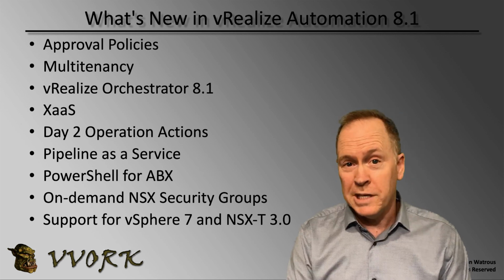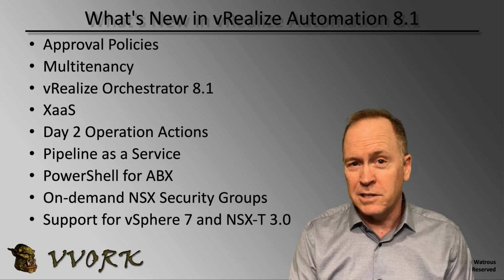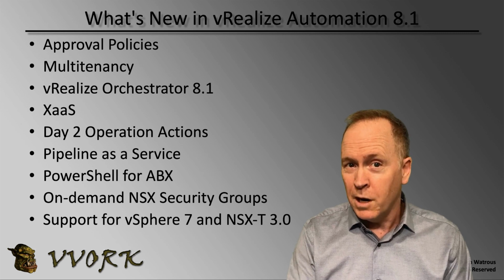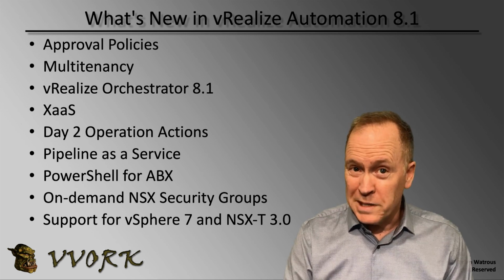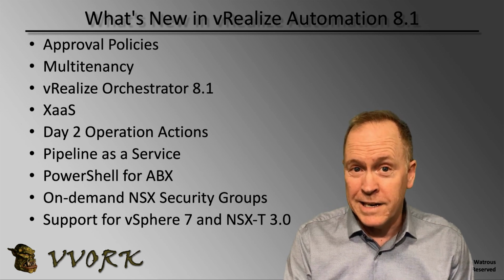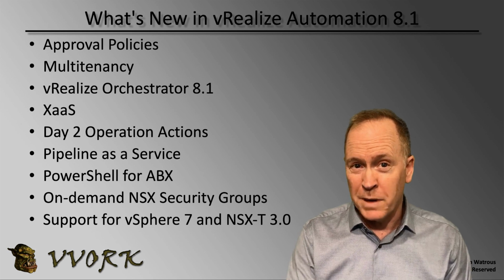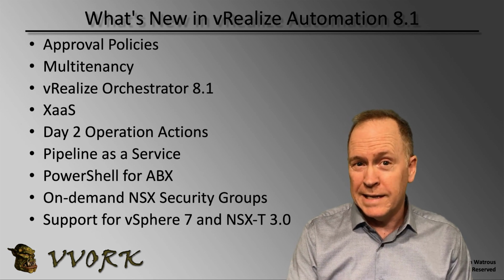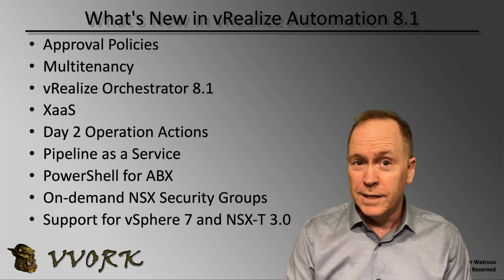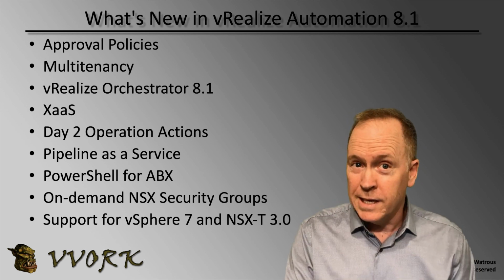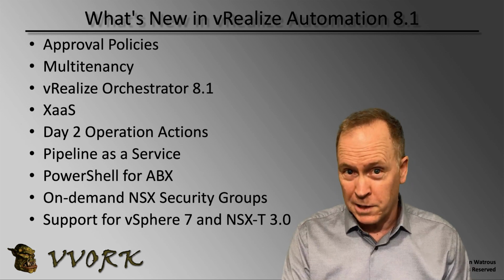Now in your approval policy, you get to pick who the approvers are. Additionally, you get to pick whether one person approving is sufficient or whether they all have to approve. The approvers receive a message indicating that there is an approval awaiting their attention. When they examine the approval, they can see information about the request, and then they can decide whether to approve or reject it. Again, approval policies are new as of vRealize Automation 8.1.